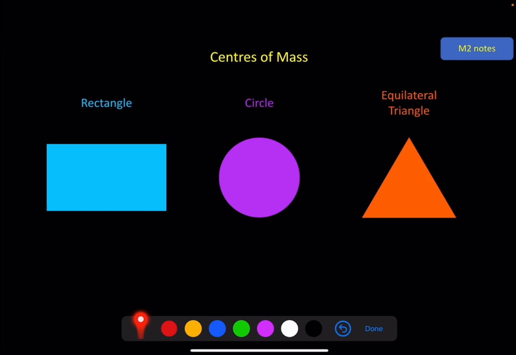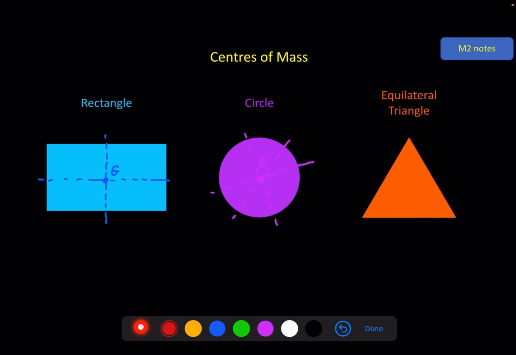Firstly, the rectangle. You know that a rectangle has a line of symmetry down the centre here, and across the centre here. So the centre of mass, G, must be at the geometric center of the rectangle. For a circle, of course, we've got many lines of symmetry. I say many, what I really mean is an infinite number of lines of symmetry, and they will all pass through the center point of the circle. So as with the rectangle, the center of mass of a circle is at its geometric center.